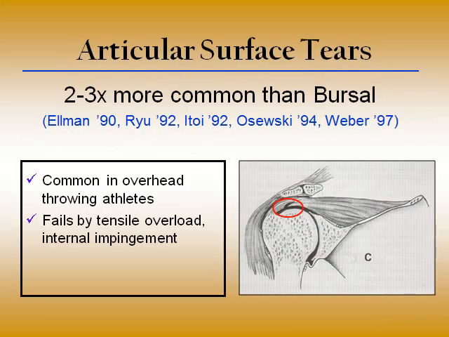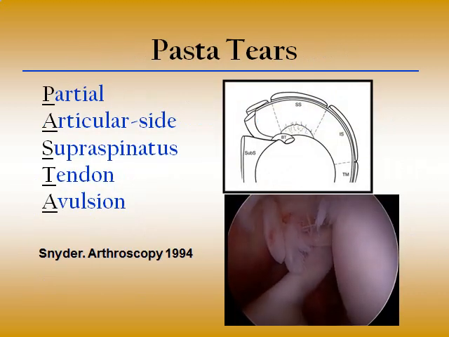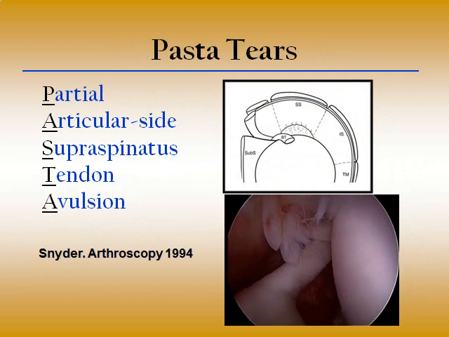in impingement. Articular-sided tears are 2 to 3 times more common than bursal-sided. This is common in overhead-throwing athletes. The failure is through tensile overload and internal impingement. There are two types of articular surface tears: PASTA lesions and PAINT lesions. Let's look at these. PASTA stands for partial articular-sided supraspinatus tendon avulsions, found by Snyder in 1994.